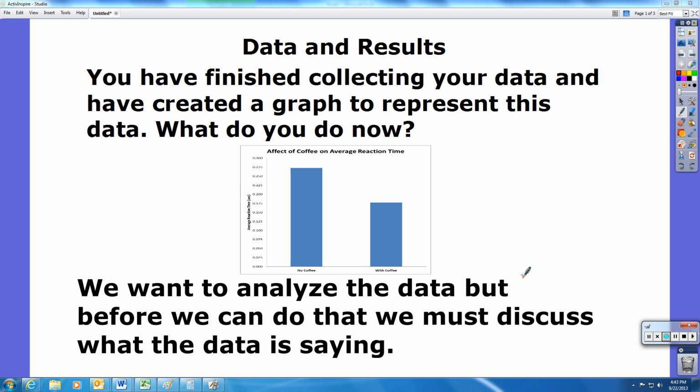Your graphs are going to be included in what we call our data section, and our results section is going to be used to explain what our data is saying. So you finish collecting your data and you've created a graph to represent this data, but what do you do now? You might think that you would jump to analyzing your data, but first we have to describe what our data is saying in words.